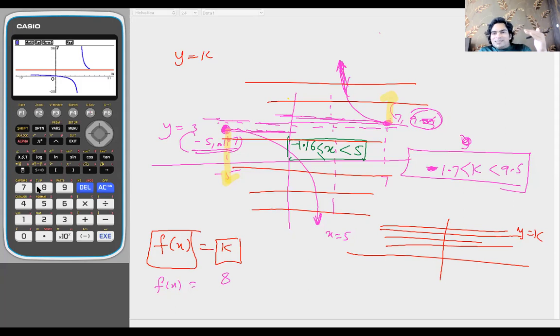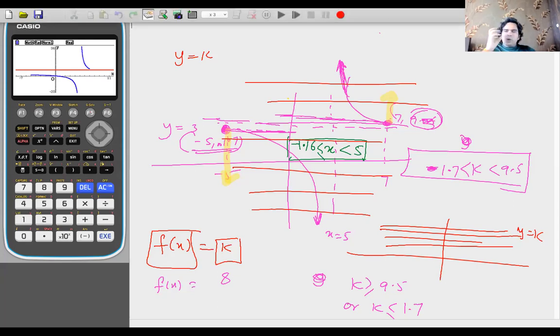Or sometimes they'll ask you to find the range of k values where it has one solution. If they had asked what k values will give you one solution, in that case, the k value will be greater than or equal to 9.5, or the k value will be less than or equal to 1.7. In that case, you'll have one solution. So you have to imagine that y equals k is a horizontal line, and the function f of x that you take is the graph that you have already been given.